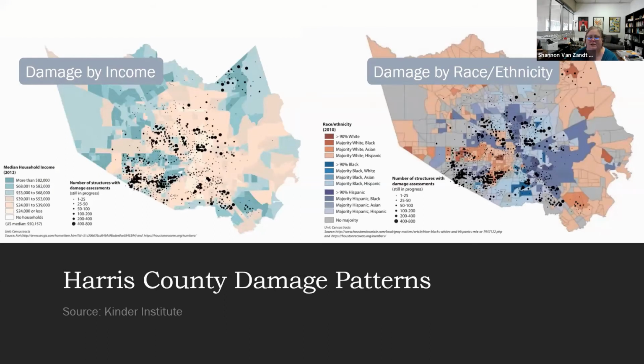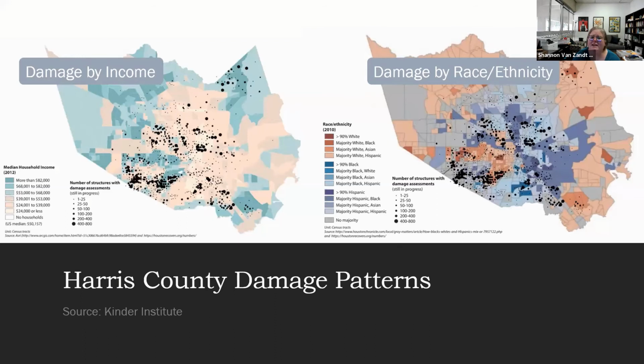So here we're looking at damage from Hurricane Harvey. On the left-hand side, you're looking at income. The greener it is, the wealthier it is. The lighter color is lower levels of income. And then on the right, race and ethnicity, where the reddish color is white. The blue is Hispanic, and the teal color, which was not a good choice, but I didn't make these maps, is African American.